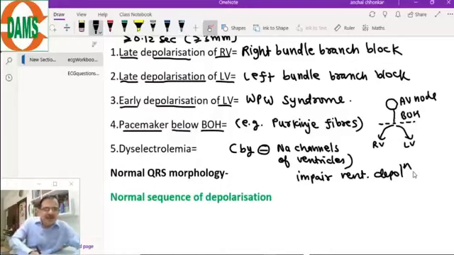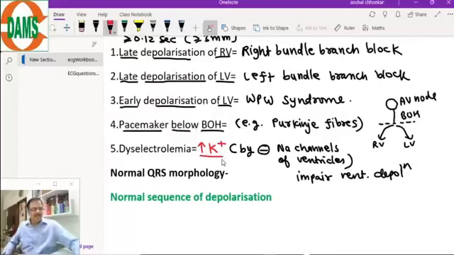This is a very important electrolyte imbalance, that is hyperkalemia.